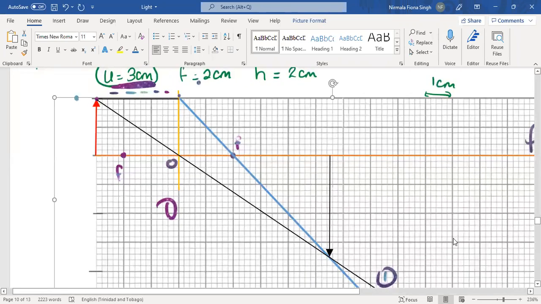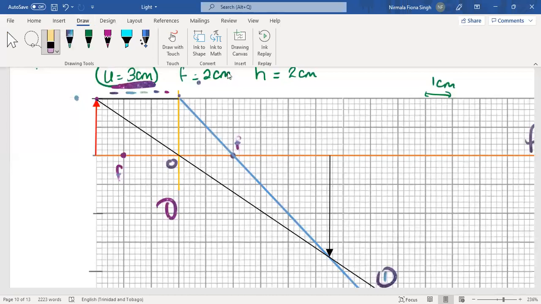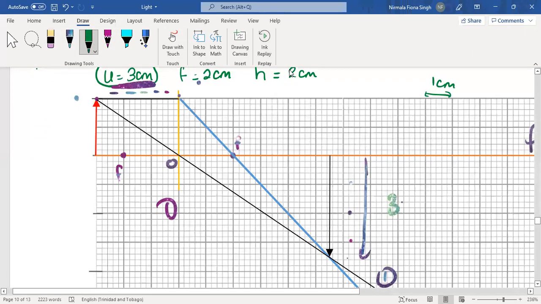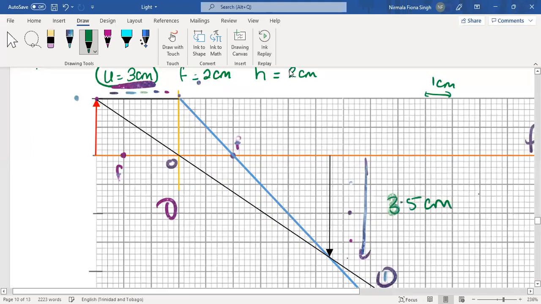Number one, you can take your ruler and measure how high this image is. Take your ruler and measure how high it is. So here, since we're using graph paper, we can check it could be 1 centimeter, 2, 3, 3.5. Right? 3.5 centimeters. So that will be my image height.